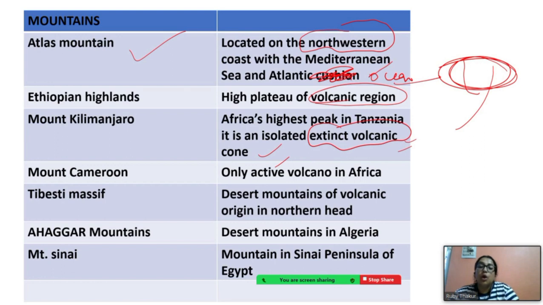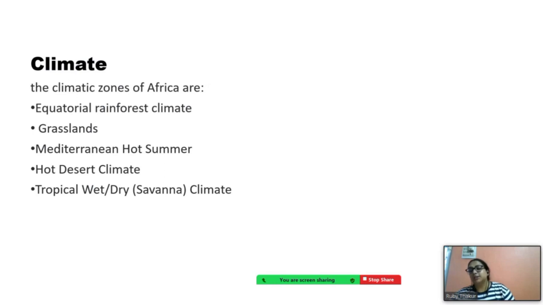Mount Cameroon is the only active volcano in Africa. So you have to take care of this particular point. If you are asked which active volcano is in Africa, that is Mount Cameroon. And the Tibesti Massif, these are desert mountains of volcanic origin in northern Chad. Ahaggar Mountains, a desert mountain, where is this? Algeria. Algeria was the biggest country in Africa. And Mount Sinai, a mountain in the Sinai Peninsula of Egypt. Okay, so these are the particular mountains which are important.